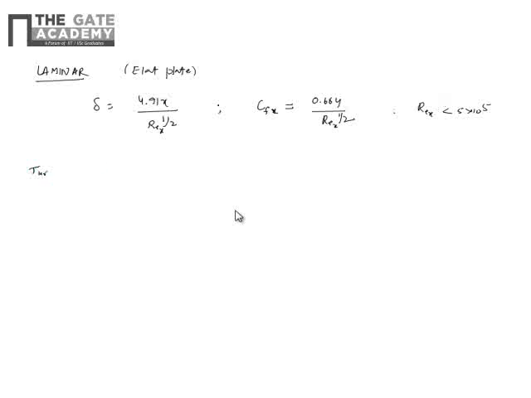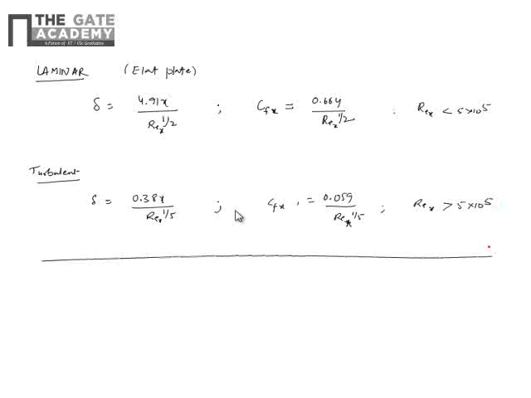Okay, and for turbulent flow, the boundary layer thickness is 0.38 x into Re_x to the power of 1 by 5, and the local friction coefficient varies as 0.059 Re_x to the power of 1 by 5. This is when the Reynolds number is greater than 5 times 10 to the power 5. So this is how you'll calculate. These are the expressions which have come from your dimensional analysis.